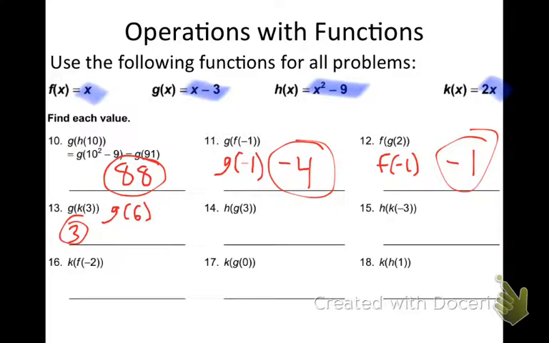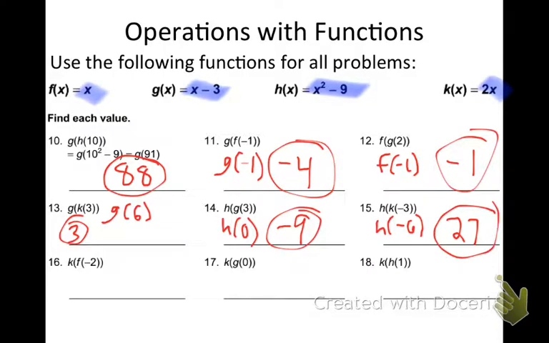Let's try 14. h of g of 3. Take 3, plug it into which function first? G. 3 minus 3 is? I get h of 0. Plug 0 in for x, and I get negative 9, because 0 squared is 0, minus 9 is negative 9. Number 15, plug negative 3 in for x. Okay. 2 times negative 3 gets me? Now I have h of negative 6. Negative 6 squared is 36. 36 minus 9 is 27.